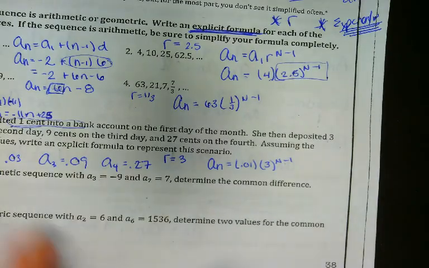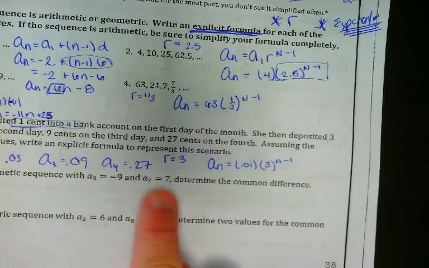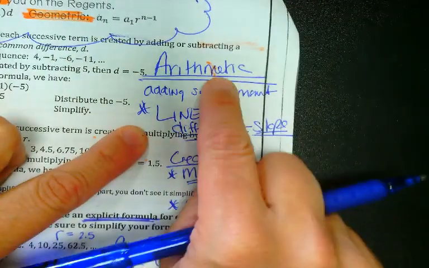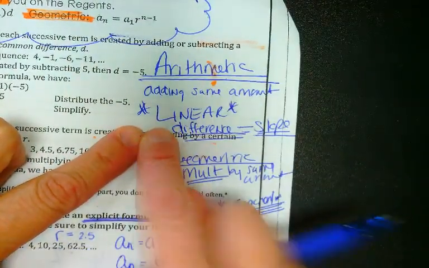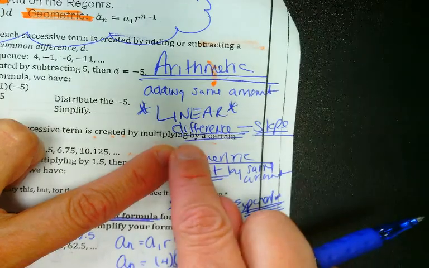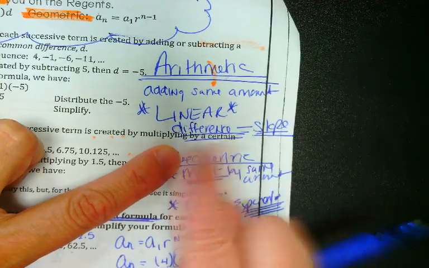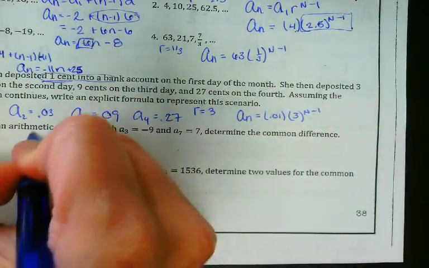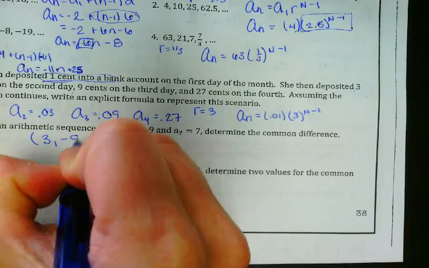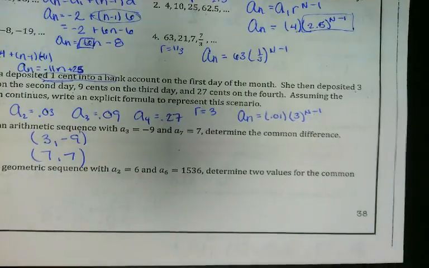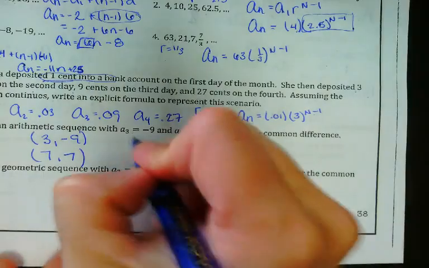Okay, number 6. Given an arithmetic sequence of a sub 3 and a sub 7, determine the common difference. So here's the key. I'm going to go back to the notes we took. We said if it's arithmetic, it's linear, and the difference is the same thing as finding the slope. All you're doing is finding the slope between 2 points when it says arithmetic. Okay, so my 2 points would be the third term is negative 9, and the 7th term is 7. And the difference equals the slope.